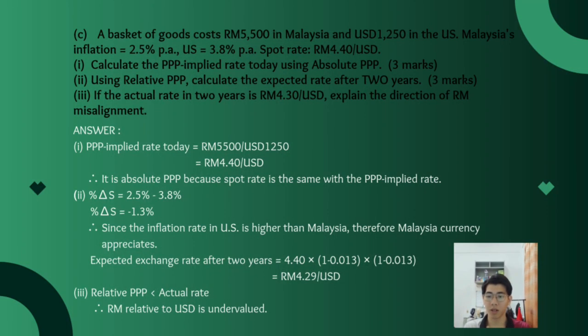Roman 3. Relative PPP is smaller than the actual rate. RM relative to USD is undervalued.